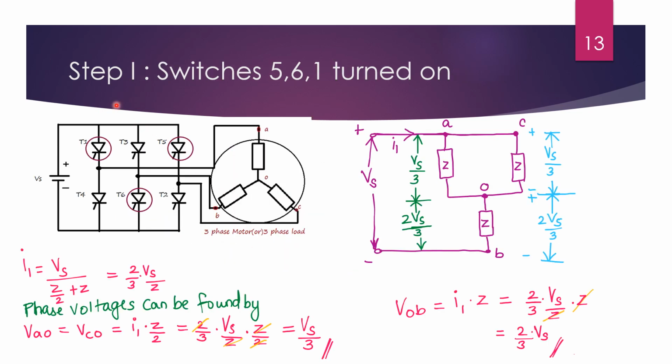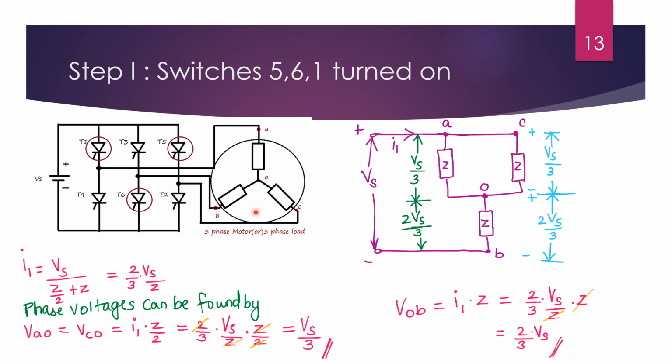Let us start with step 1, which means from 0 to 60 degrees. As we have seen in the sequence of steps and also in the previous circuits, the encircled one represents the thyristor that is turned on. So from the understanding of this circuit diagram, switches 1, 5 and 6 are turned on. With this, we have to analyze what is the voltage across each and every phase and the line voltages.